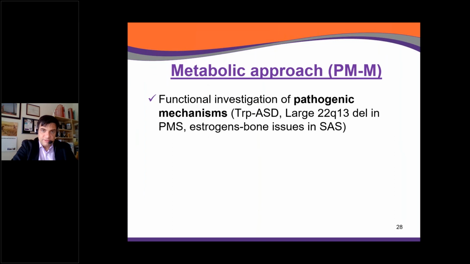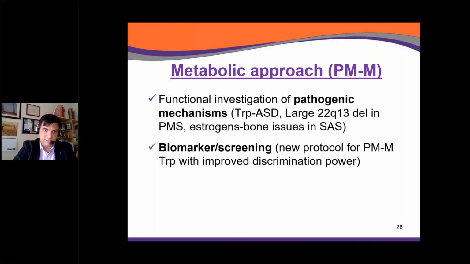So overall, to wrap this up, we realized that by using the metabolic approach based on the PMM assays, we were able to address some of the challenges that I mentioned at the beginning. In particular, we were able to provide a functional investigation of pathogenic mechanisms, for example, the link between tryptophan and ASD, or the possible pathogenic mechanisms in cases with PMS carrying large deletions of chromosome 22q13, or the link between estrogens and the bone problems in SATB2-associated syndrome.